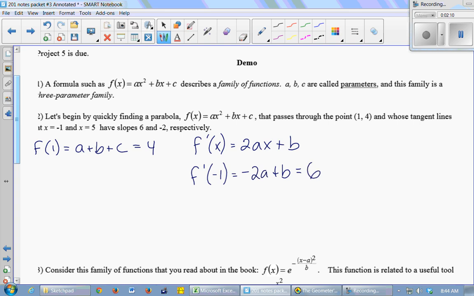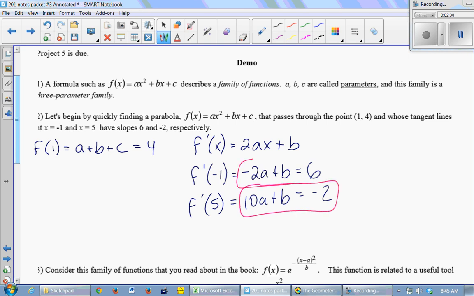And then I also have f prime of 5. The tangent line at 5 has a slope of -2. So I plug a 5 into f prime of x, and I would get 10a plus b. And that should give me -2, the slope of the tangent line at 5. All right, so what I have is 3 equations, 1, 2, and 3. And how many unknowns do I have? 3: a, b, and c. Yeah. So 3 equations, 3 unknowns, I should be able to solve this. This is just an algebra problem.